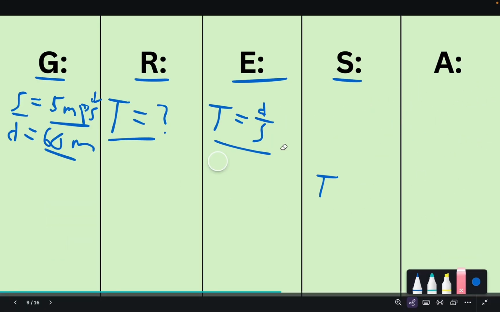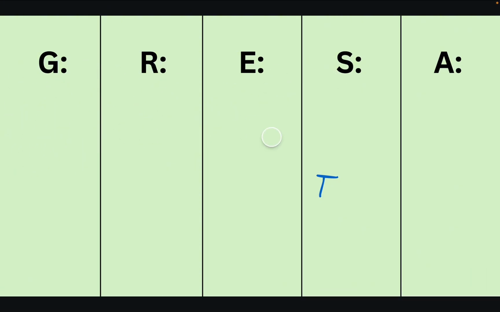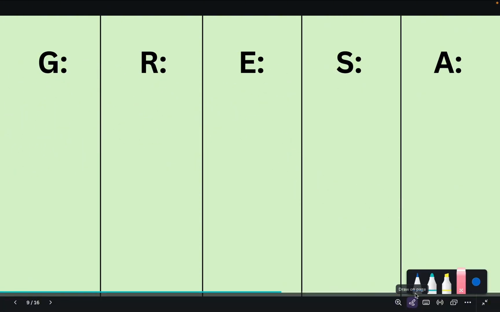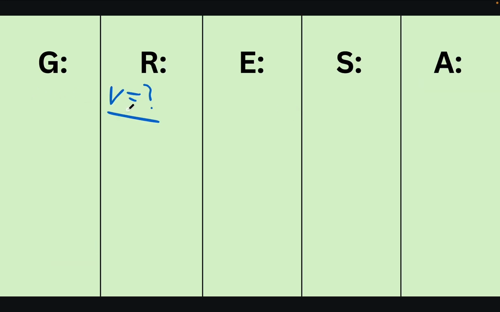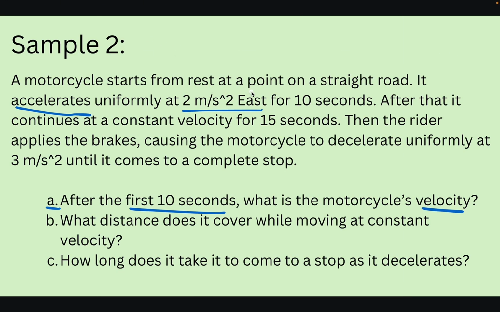Let me just erase everything here. Since we know that, we can substitute the required as velocity, because we're answering the first question first. So v is equal to, and now we know what we're doing. After that, we look at the problem and look for what it gives us. The first thing it gives us is its acceleration. It accelerates uniformly at 2 meters per second squared east. So that's also how we know its velocity, because it gives us a direction.